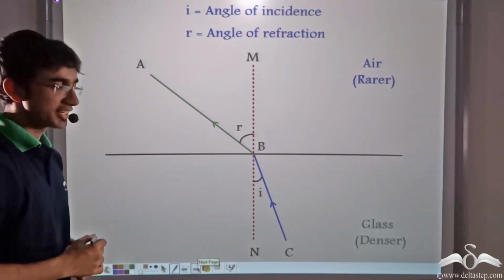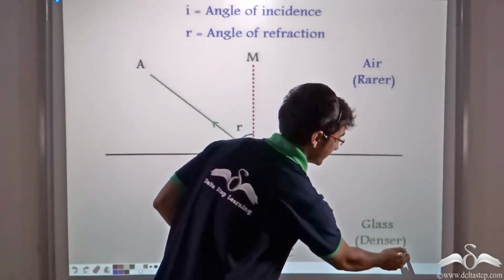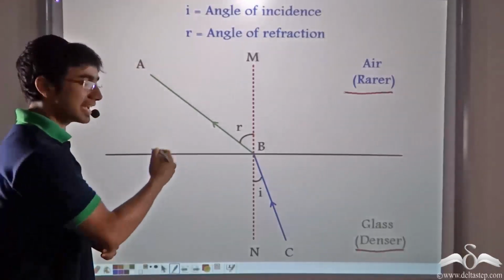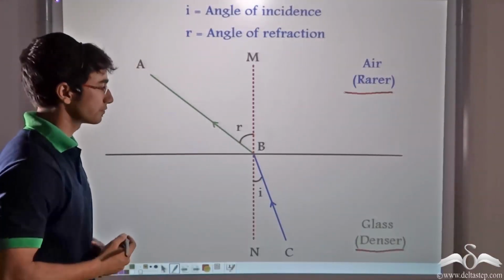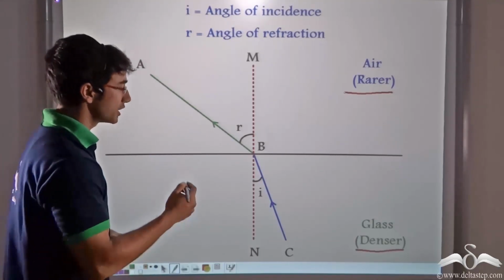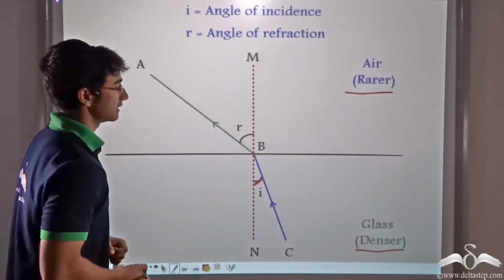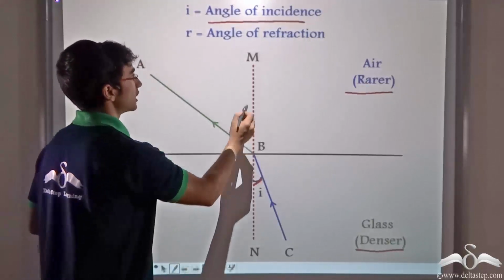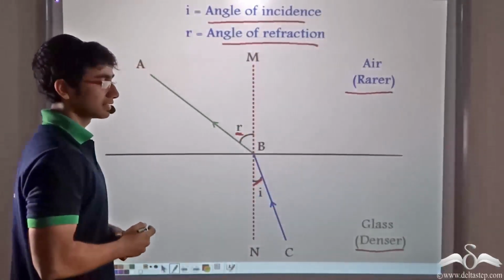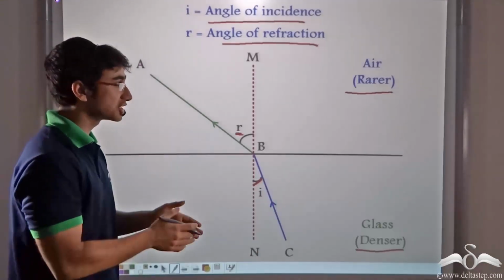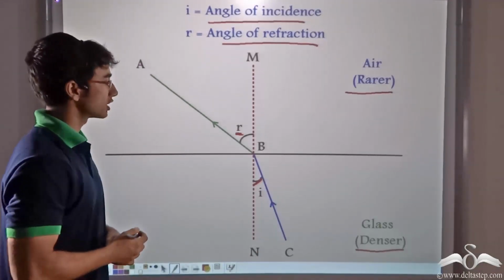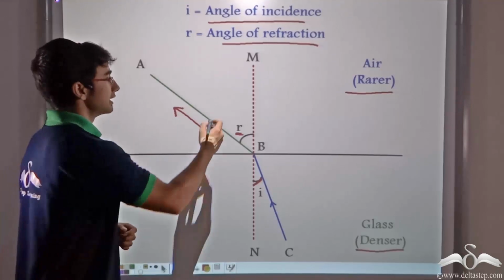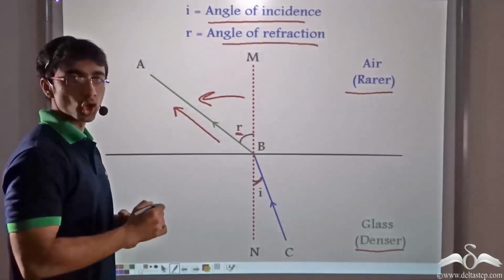Similarly, when a light ray is incident from a denser medium, that is glass, to a rarer medium, that is air, at the glass-air interface, refraction occurs again because there is a change in medium. Now here, the angle of incidence is I inside glass, and the angle of refraction is R. Notice that since the light ray is traveling from a denser medium to a rarer medium, refraction occurs and the refracted ray BA bends away from the normal.